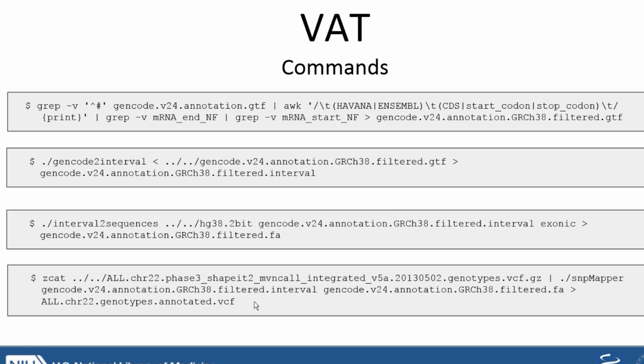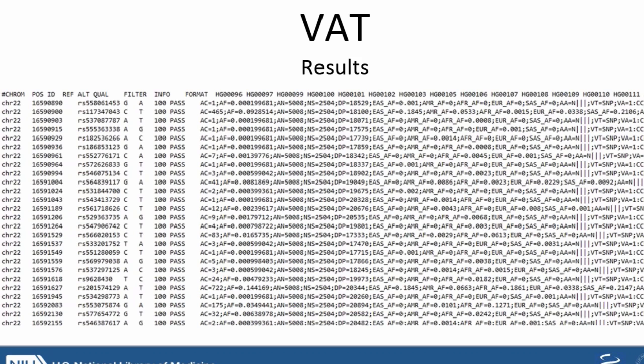And then when you run this last command, which is basically just testing that 1,000 Genomes chromosome 22 file in VCF format that you downloaded, you'll do snp mapper and then run it with that interval and the FASTA file, and you'll get this genotypes annotated file at the end, and that will look a little something like this. It has a ton of information in here regarding population and things like that, since that is what 1,000 Genomes holds, as well as some information on whether it's a SNP or other things of that nature.